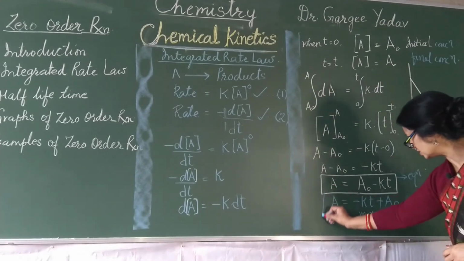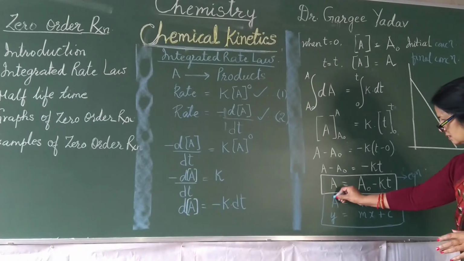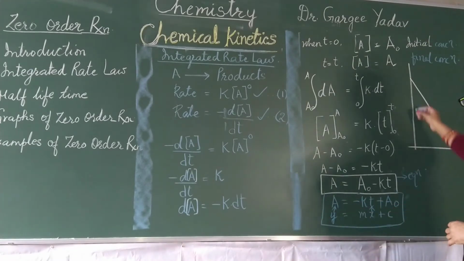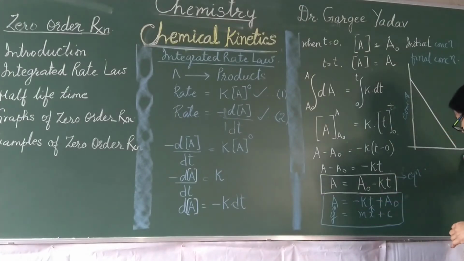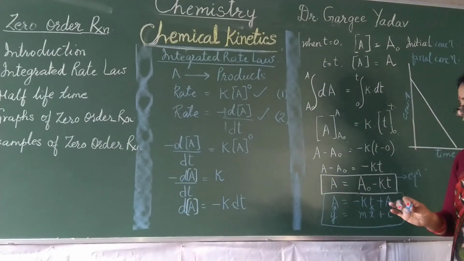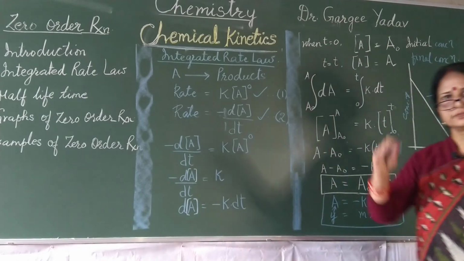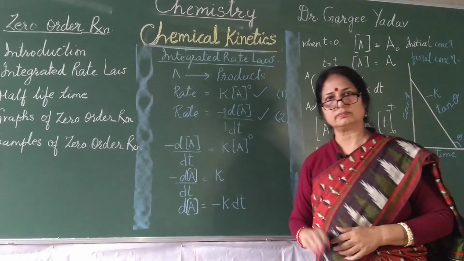So if we compare these two equations and we plot a graph between y and x, meaning between concentration A and time, where x corresponds to time and y corresponds to concentration, this is our time axis. On the x-axis, if we plot a graph between the two, then we will get a straight line, the slope of which is given by m, and here m is minus k. Minus k is the slope of this line, and the slope is given by tan of theta, where this is our theta. So tan theta will be equal to minus of k.